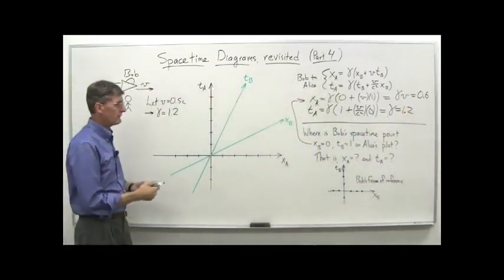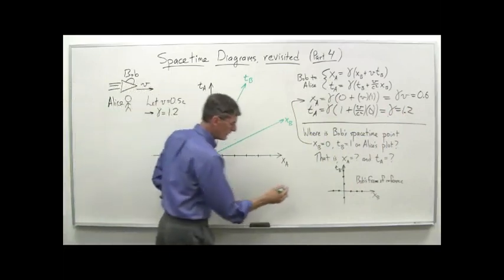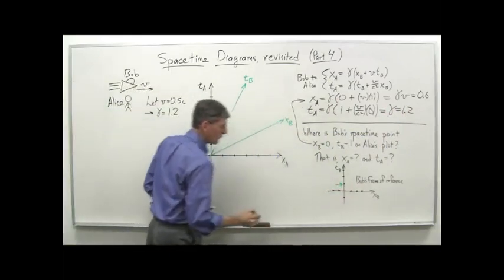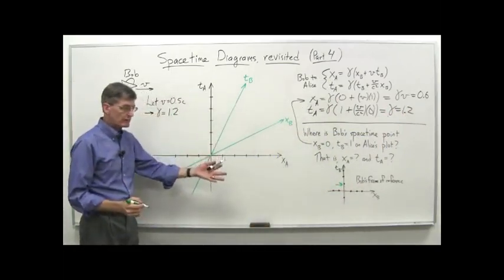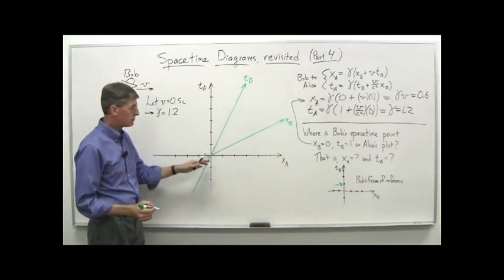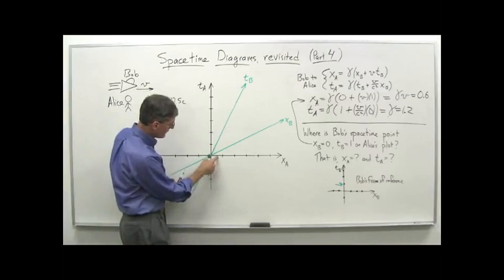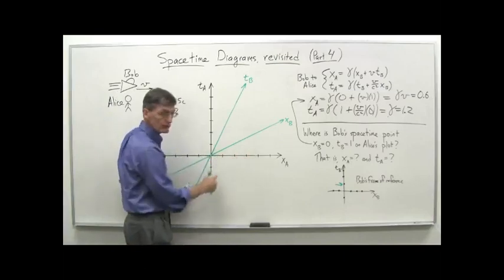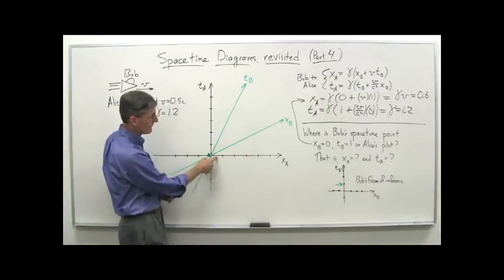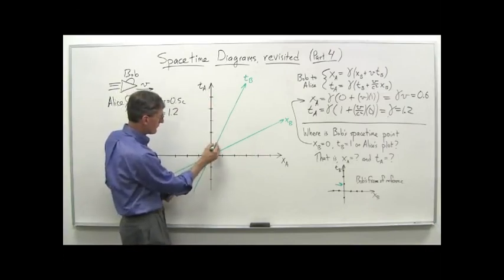So we found out that this point right here, from Bob's frame of reference, when I put it on Alice's plot, is going to appear at x sub a equals 0.6. So this is 1, 2, 3, 4, so on. So 0.6 is about right there. And t sub a is going to have a value of 1.2. So if we move it up here, it's about right here.